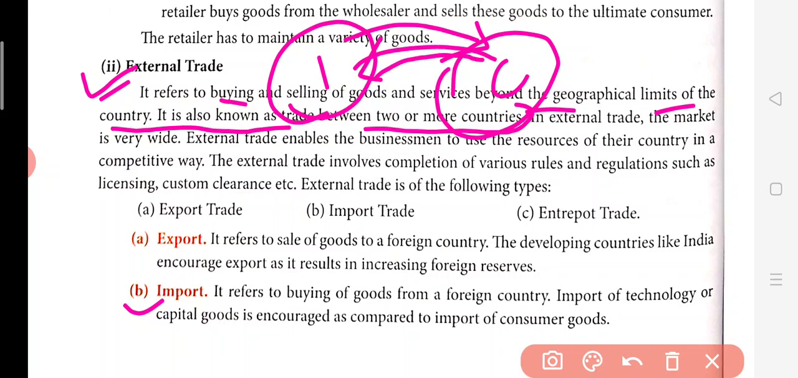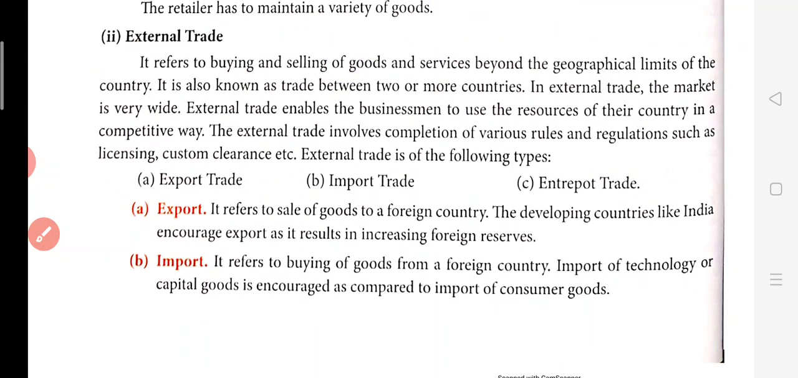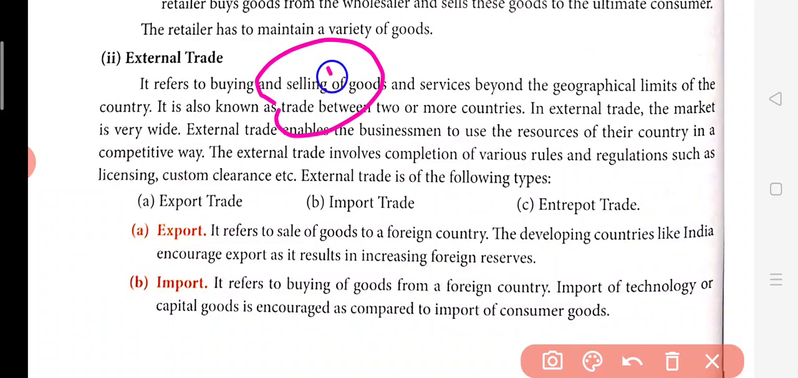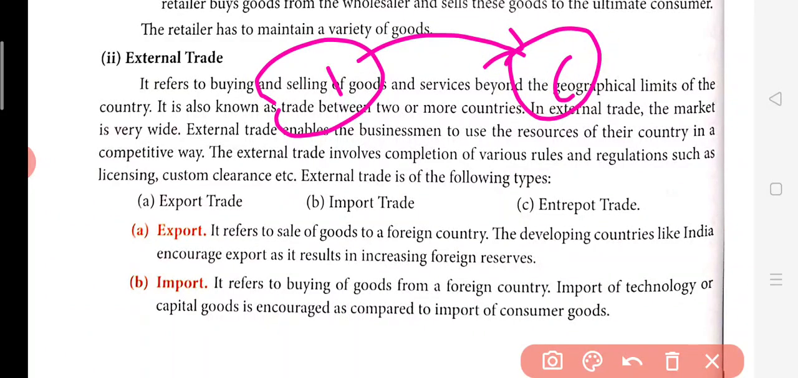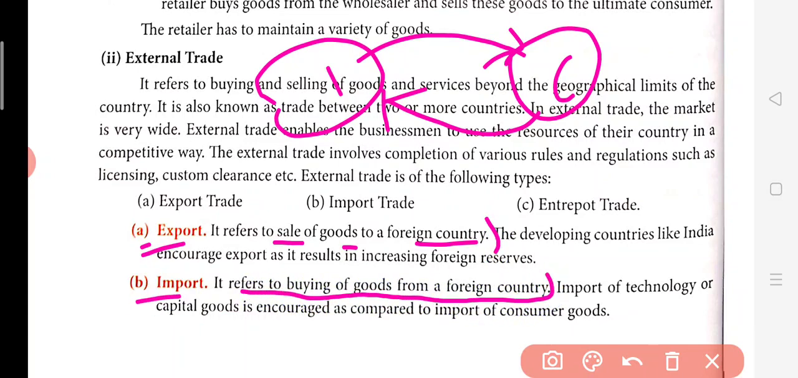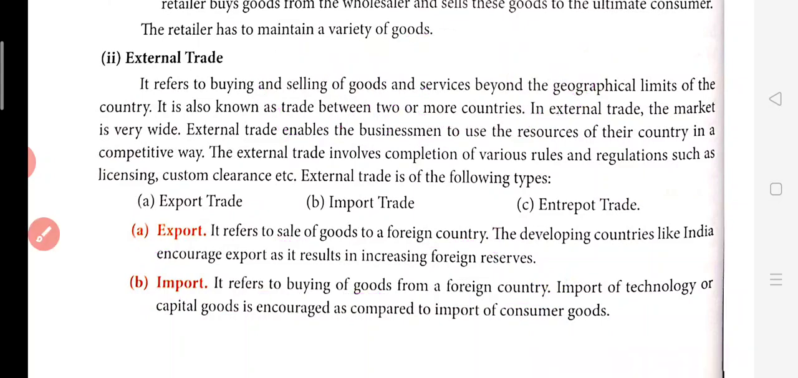In the other case, suppose this is India and this is China, and you are selling something to China, then China will pay you in your currency, that is rupees. So this is called export. Export refers to the sale of goods to a foreign country, and import refers to the buying of goods from a foreign country. It can be any good or service. Whether you're buying a good or a service, it is called import and export.